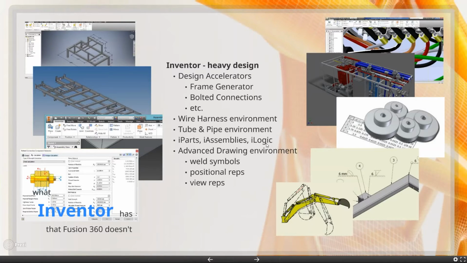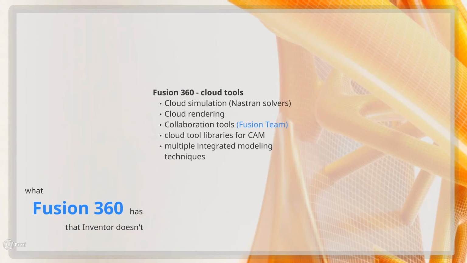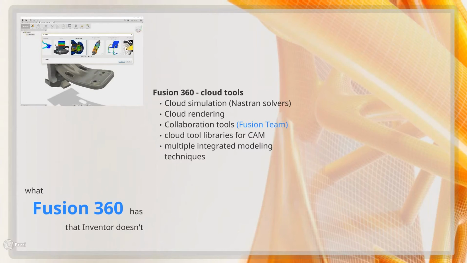Okay, so again, those are some of the benefits. Let me jump back into our presentation here. Let's take a look at Fusion 360. We have some really cool new stuff in here. So on Fusion 360, we talked about the cloud simulation. These are the Nastran solvers. So some very advanced simulation you can do inside of Fusion 360.